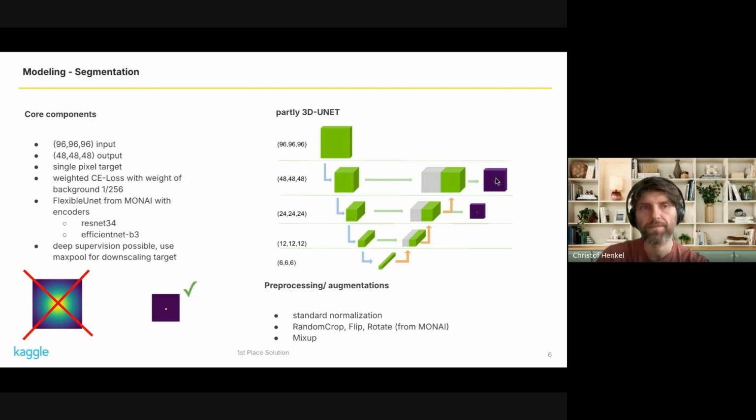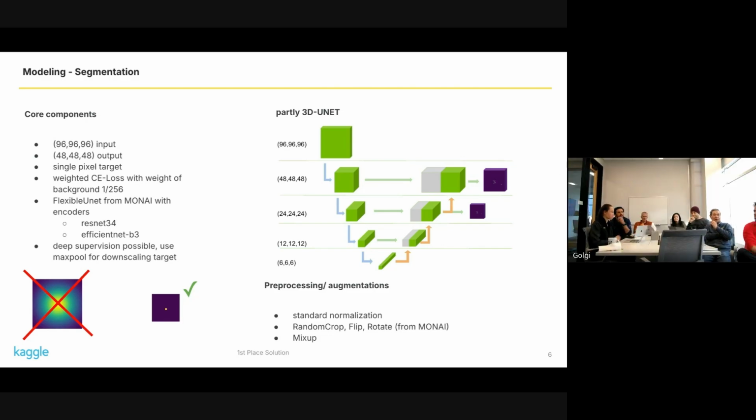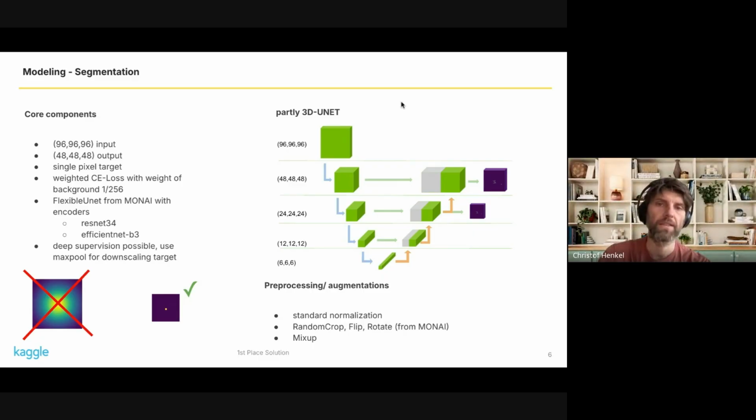Any questions so far? Yes. Can I ask, you have this 96 cube as input, is it the same for all the 6 species of proteins? Yes. So the input is 96 by 96 by 96. And the output is basically 48 by 48 by 48 times 6. So I also predict the 6th target, which is not scored. Or even it's like times 7, because I also predict a background class, but this is then not used at the end.